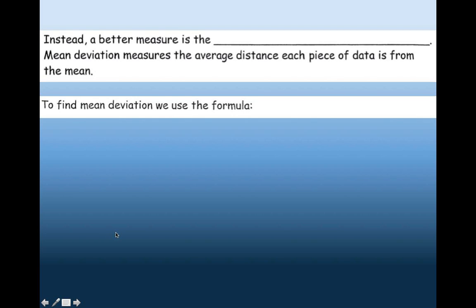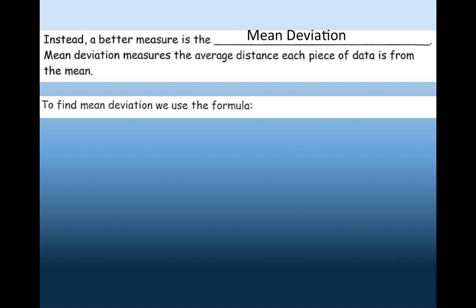Instead, a better measure is the mean deviation. Now, this is something new. It measures the average distance each piece of data is from the mean. So it tells you how far deviated you are from the average. There's a formula for this. And there was a short reading about the population formula versus the sample formula. You should read that on your own.